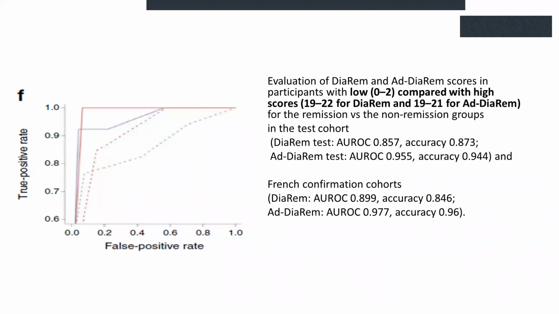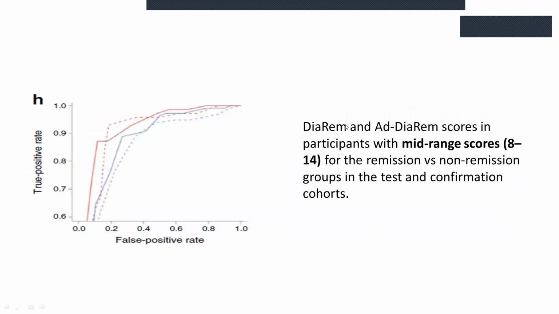They specifically evaluated the discriminatory capacity of DIREM and AD-DIREM in lower and higher score ranges. Again, it was found that the AD-DIREM, represented by the solid lines here, was much better compared to the DIREM, especially at these extremes of scores. The area under the curve was much higher in case of the AD-DIREM test. They also compared the DIREM and AD-DIREM for the mid-range scores. In case of the mid-range scores, there was not much of a difference. They performed equally.